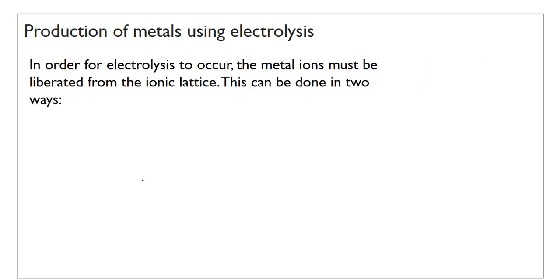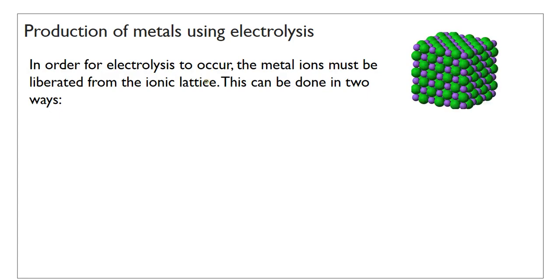Anyway, in order for electrolysis to occur though, the metal ions must be liberated from the ionic lattice. So remember the ionic lattice? Let's say, for example, I have a sodium chloride ionic lattice, which is probably the most commonly found form of sodium. We're supposed to have a lot of it in water, like seawater. So let's say sodium chloride. Pop quiz, which one is the sodium ion? So the sodium ion is going to be here, Na+, and the chloride ion is the green one.